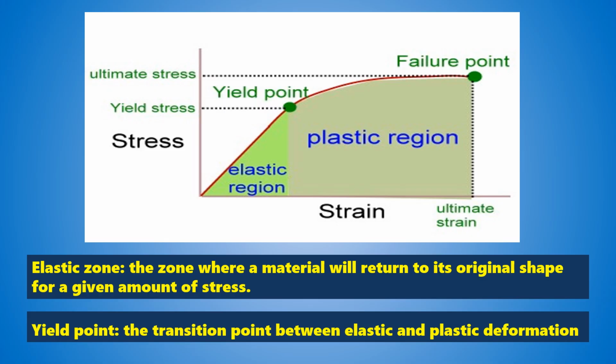As you can see here, we have what is known as the elastic region. Try to imagine that you have a rubber band in your hand and you start to stretch this rubber band. At the beginning, once you remove the stretching force, the rubber band will regain its original shape. And that is when the material is in the elastic region. Once you remove the force, it will regain its original shape. This will continue to a point known as the yield point, which is the transition between the elastic and plastic deformation.